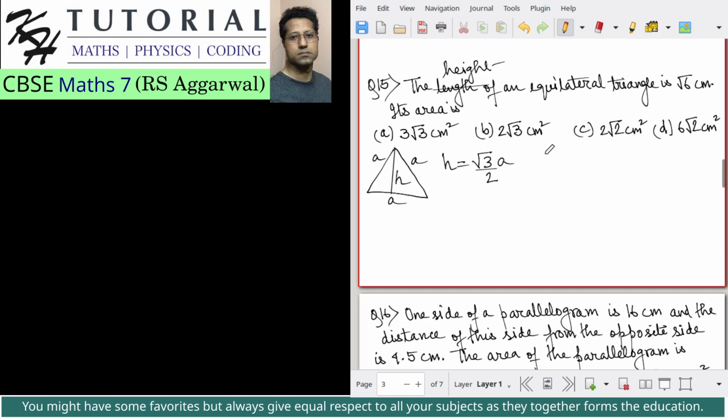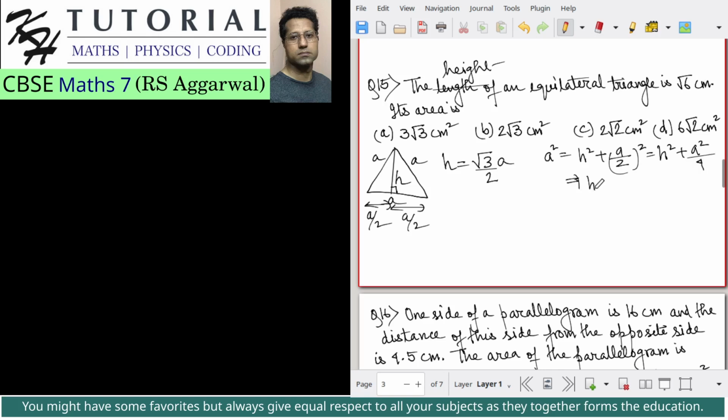But let me quickly check if I am correct or wrong. Applying Pythagoras theorem, I must have a square is equal to, now this perpendicular will bisect the base, so this length and this length, these two both will be a by 2. So we will have a square is equal to h square plus a by 2 squared. This is h square plus a squared by 4.